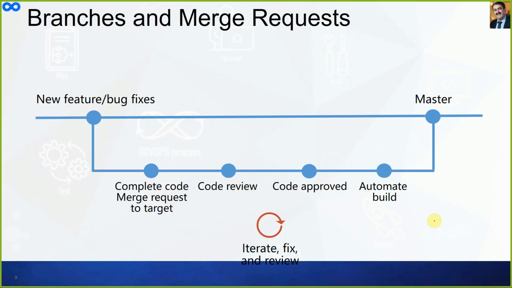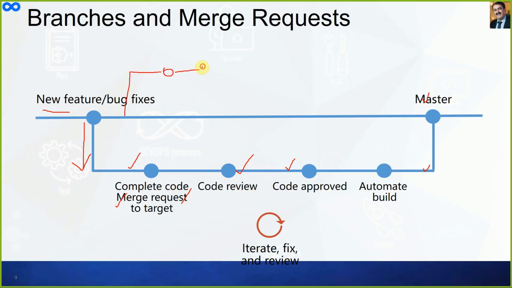Branches and merge requests: new features and bug fixes. Here you made a branch, you created a new branch out of it. Complete the code, make a merge request to the target, review the code, code approved, and merge it with the master branch, because this is your main branch, the master branch. So this way you can create multiple branches.